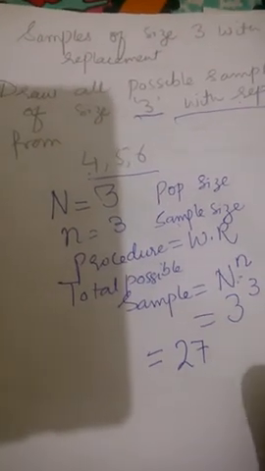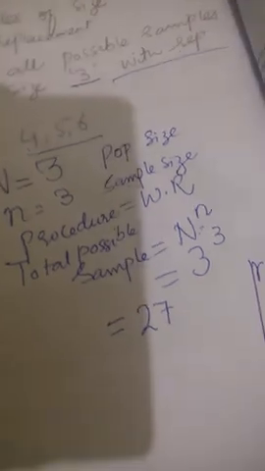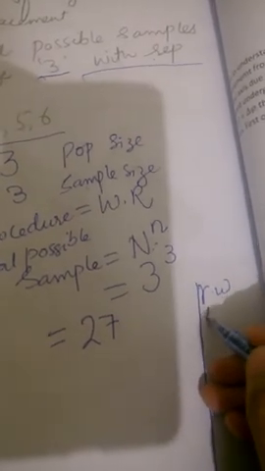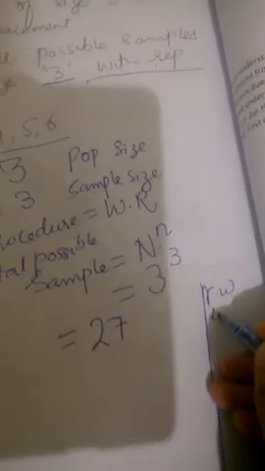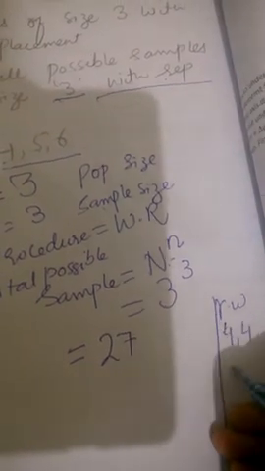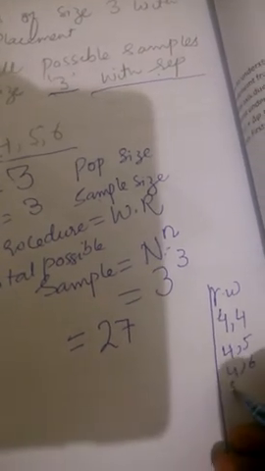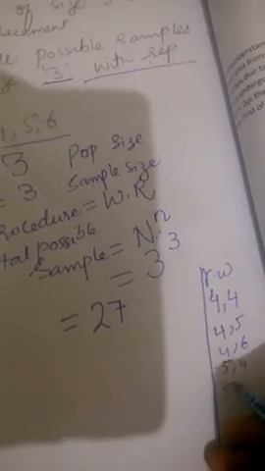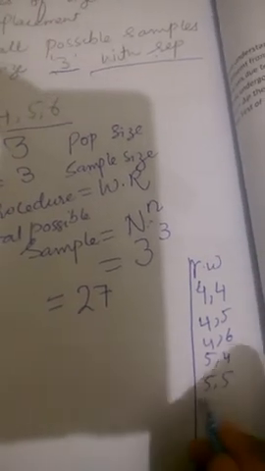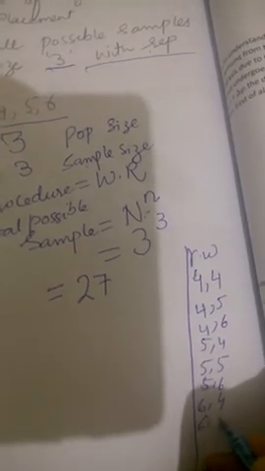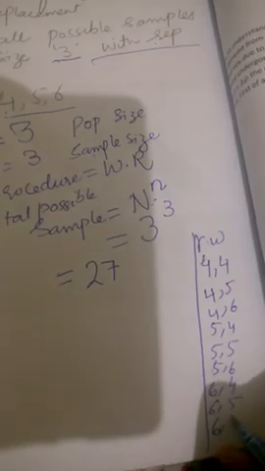Always remember that while you are making samples of size 3, first of all you have to make samples of size 2 in your rough work, like this. पहले हमने size 2 के बना लेने हैं. 4 with 4, then 4 with 5, 4 with 6, then take 5 with 4, 5 with 5, 5 with 6, and finally 6 with 4, 6 with 5 and 6 with 6.